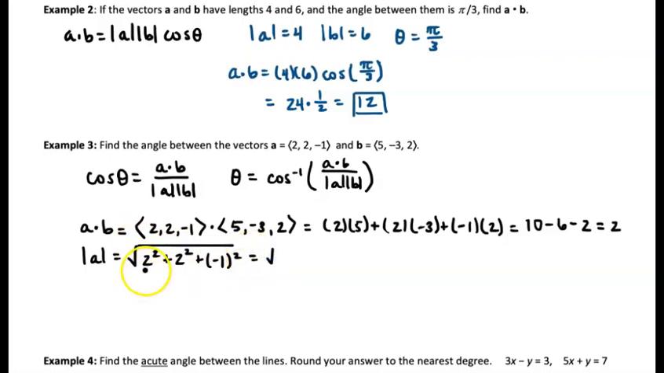We can simplify this. This is the square root of 4 plus 4 plus 1, and we know that the square root of 9 is just 3. Let's do the same thing to find the magnitude of B.